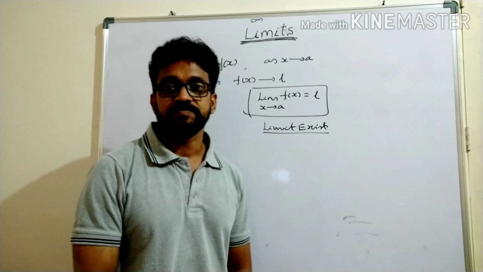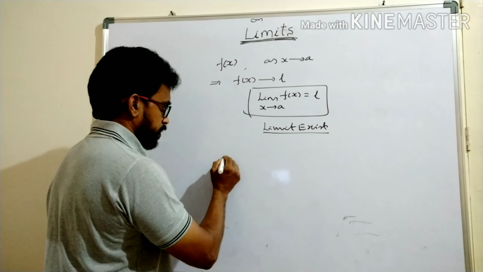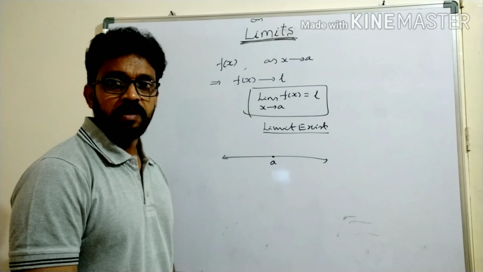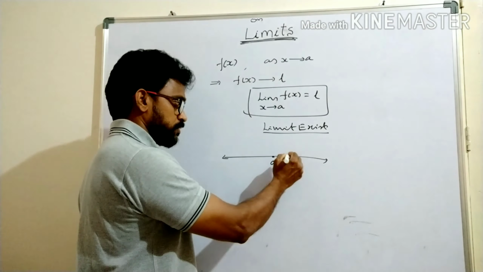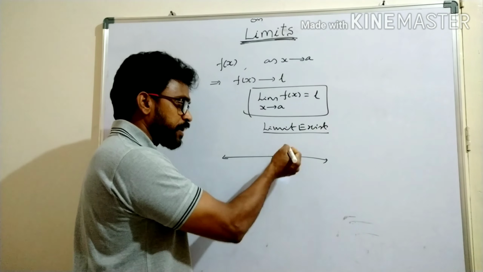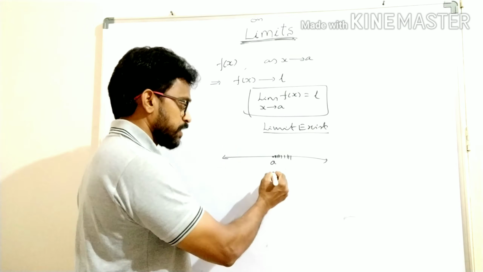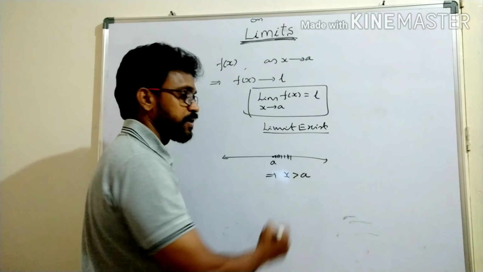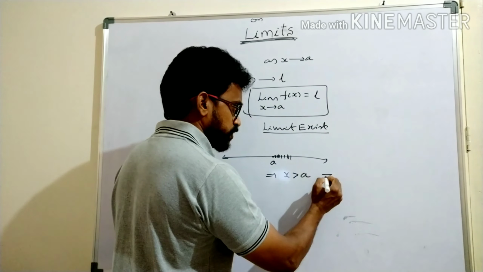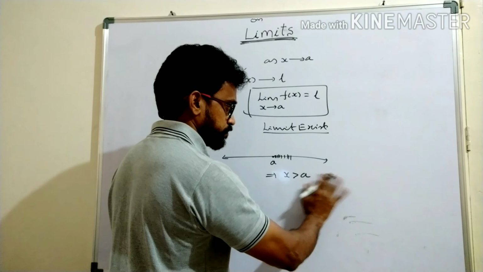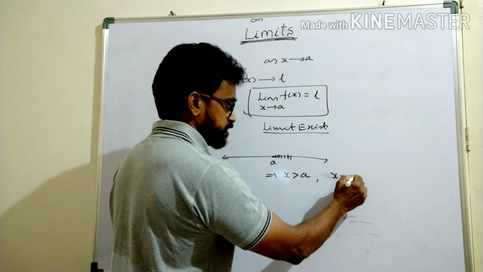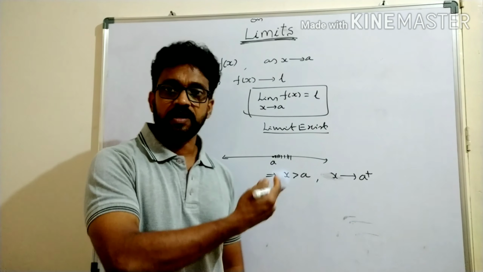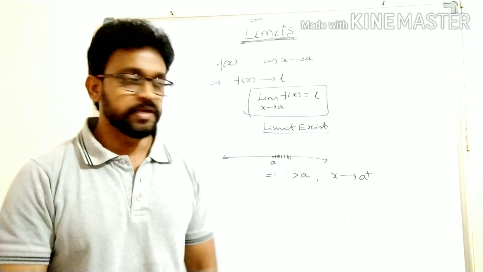I will take one point on the real line. This is a point A. Suppose x values approach to the right of A. That means every x value is greater than A. In this case we write symbolically x tends to A plus. X tends to A plus indicates what? X value is greater than A.